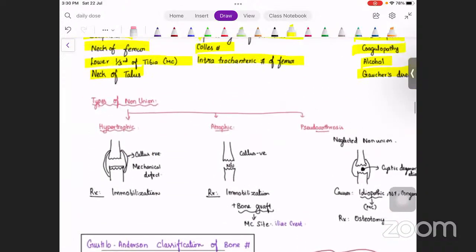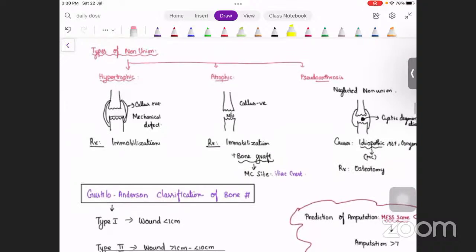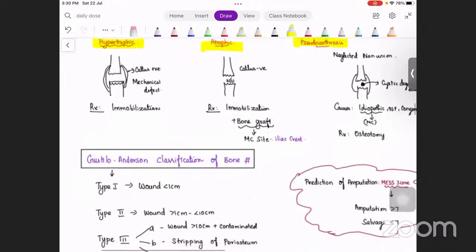Then types of non-union. Speaking about the types of non-union, we may have hypertrophic, atrophic, or pseudoarthrosis. So in the hypertrophic one, you may see the callus and the defect would be a mechanical defect. Treatment of choice is immobilization for hypertrophic non-union. For atrophic, callus will not be there. Both bones are separated. Treatment of choice is immobilization plus bone graft, while most common site is iliac crest.